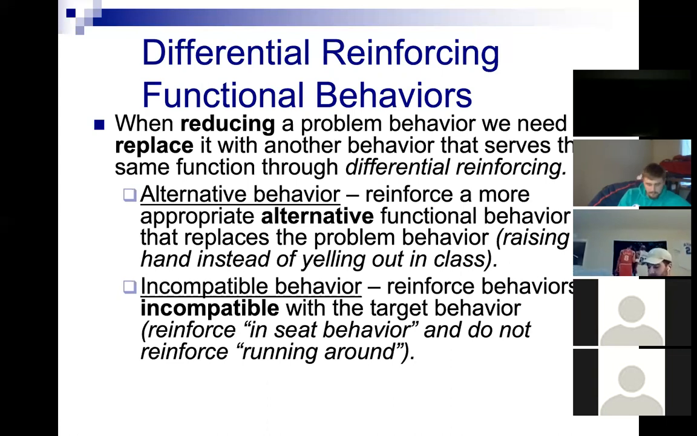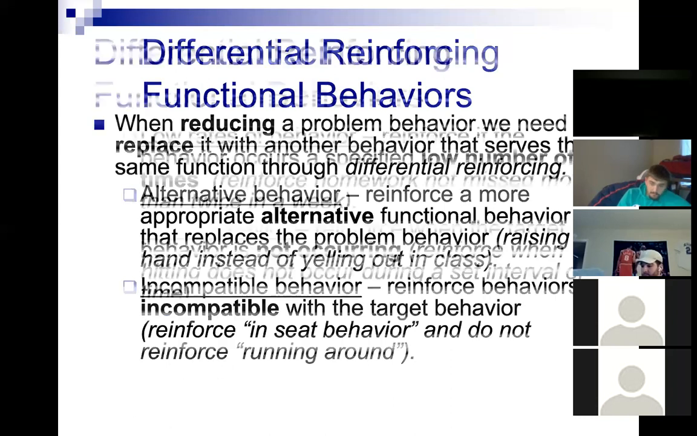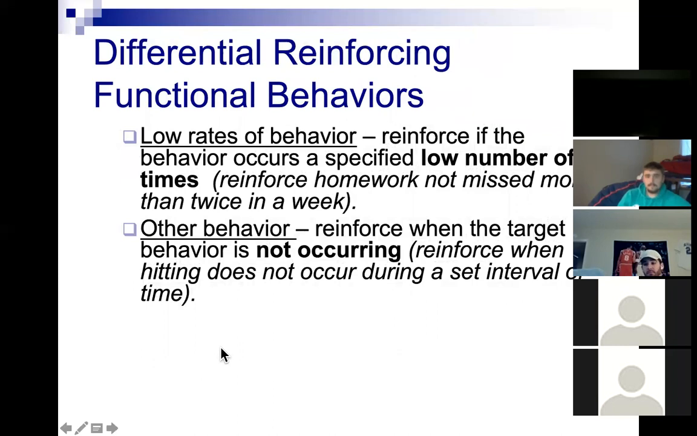So if you're sweeping the table and you guys all ran over, that replacement behavior of raising their hand, tapping a help card has got to elicit the same level of response. So initially in that skill acquisition, you might be reinforcing that super frequently and intensely. Differential reinforcing of functional behaviors.